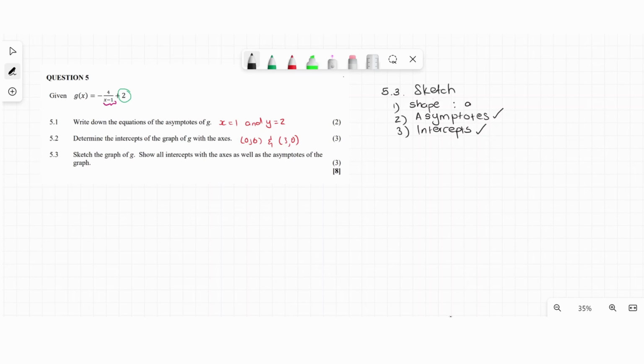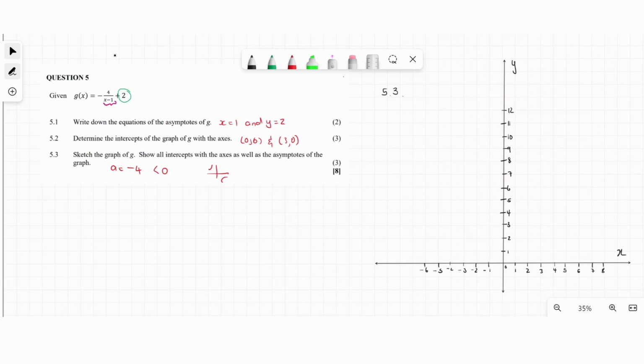And to determine the shape, we use a. So when a is greater than 0, meaning that it's positive, the graph is going to be in the first and third quadrant. And when a is less than 0, meaning it's negative, the graph is going to be in the second and fourth quadrant. So in our case, where is a? I'm just going to write it here in the question paper. A is equals to negative 4, meaning a is less than 0. So the shape is going to be in the second and fourth quadrant. So now knowing that, we can actually sketch the graph. So I'm going to draw a Cartesian plane so that we can sketch the graph.